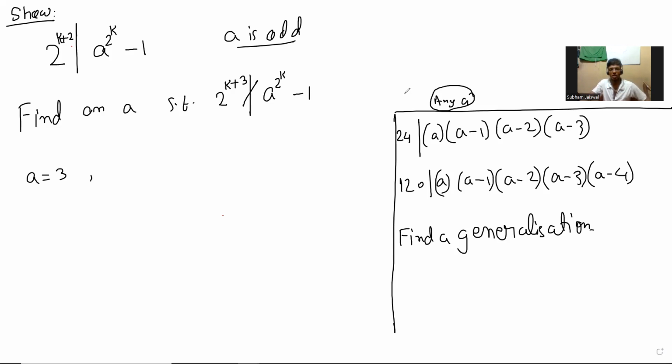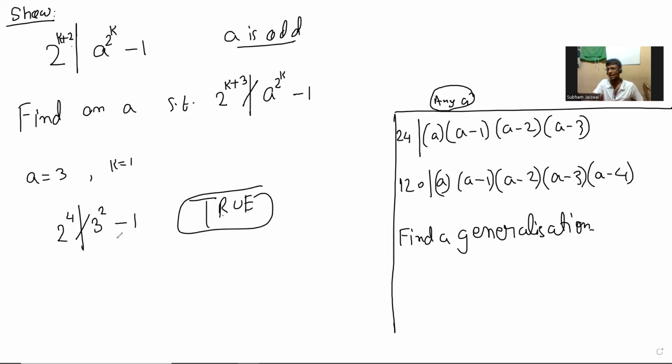Okay. So let's try from k equal to 1. Then what is it? This becomes 4, and this becomes 3. This becomes 2. True. And you can see it's divisible by 8, that we already know as a general fact for any odd a. It's true. But we want to show that in general.